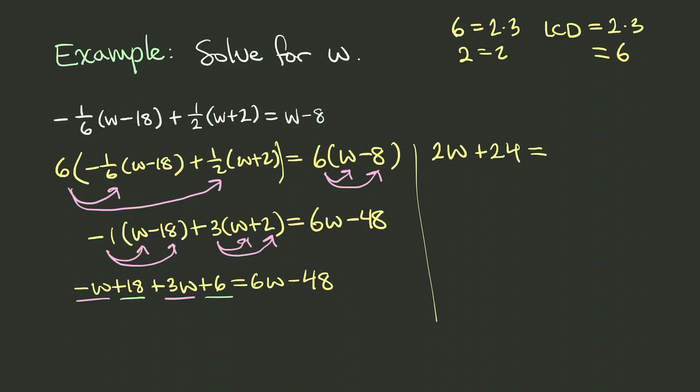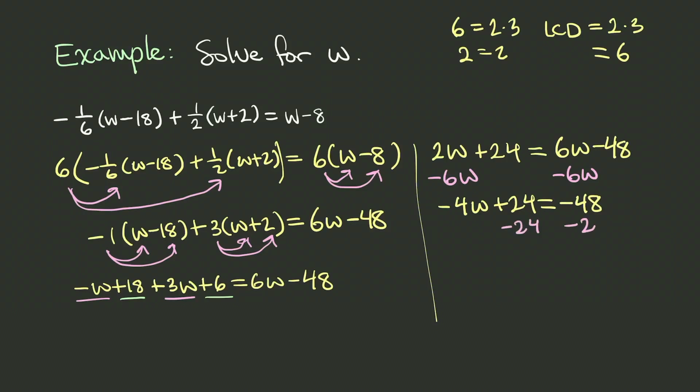And that should be equal to 6w minus 48. Now I need to get any terms involving the variable on the same side, so I'll move them all to the left here. I'll subtract 6w from both sides. And on the left, that leaves me with -4w plus 24 is equal to -48. Now to get the w term by itself, I'm going to subtract 24 from both sides. That'll leave me with -4w is equal to -48 minus 24, which gives us -72.